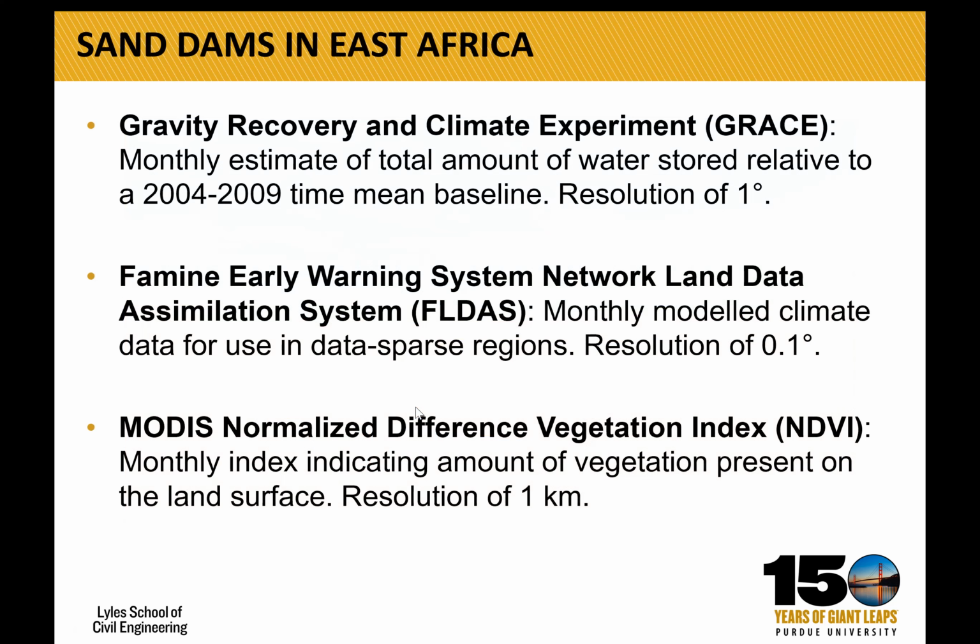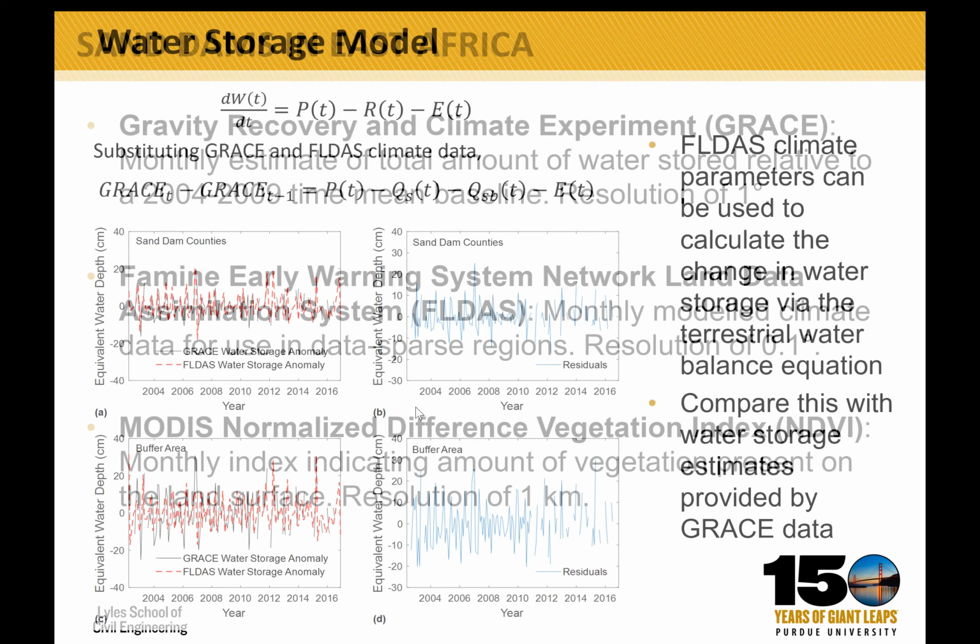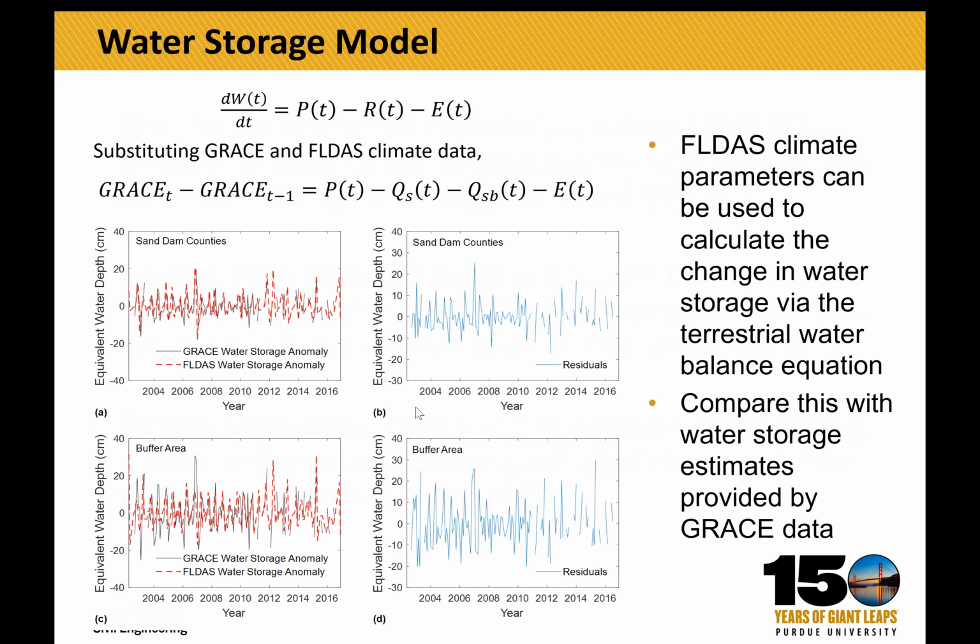So in order to quantify the impact of sand dams in this region, since there is no field data, we ended up using satellite data. So in this case, we used GRACE data that tells us how the groundwater is changing. We used data from this modeling system called FLDAS, and then we used MODIS data to quantify the change in vegetation. So what we did was we created a simple water balance model.